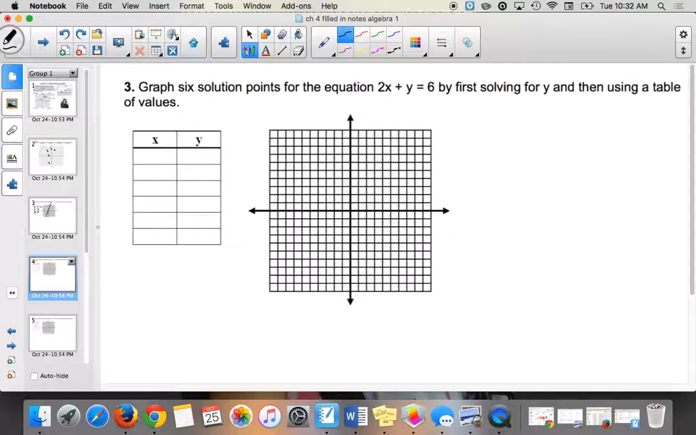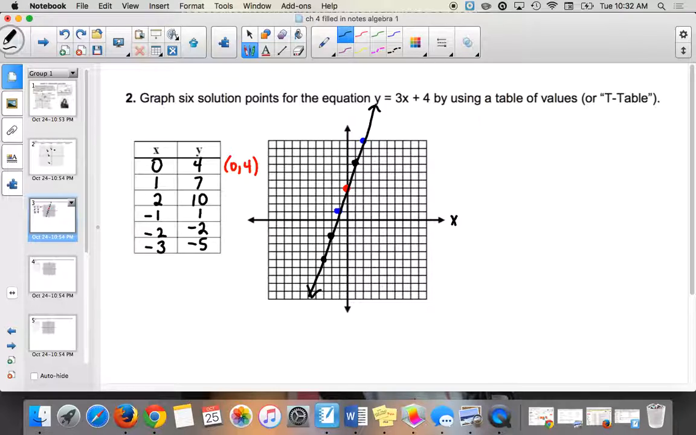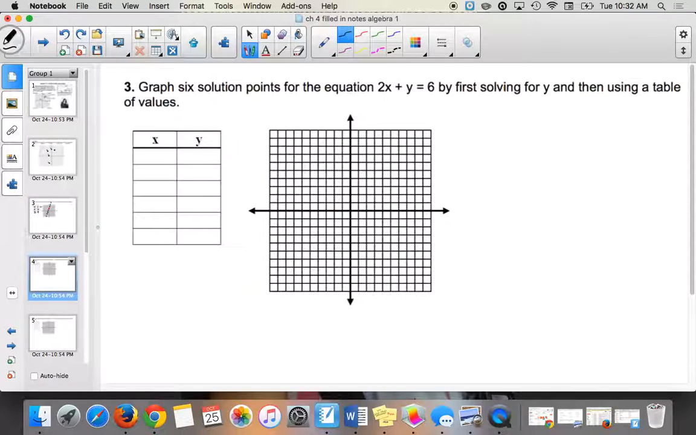It says graph 6 solution points for the equation 2x plus y equals 6. Now on that last one, it was kind of nice because we had y equals. This one we don't have y equals. Do you guys think we can get the y by itself? Yes. How do I get rid of the 2x? Divide by? That's how I get rid of a 2, right? Subtract it over. So we're going to subtract it over.